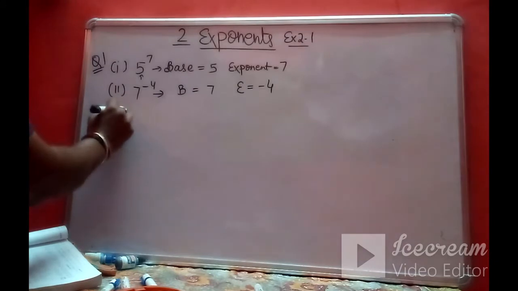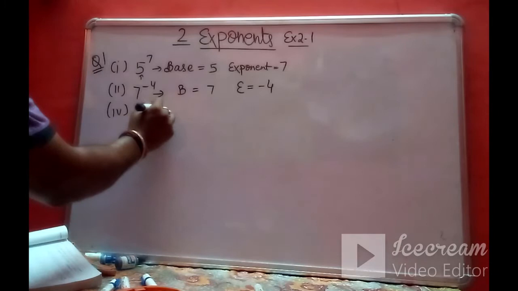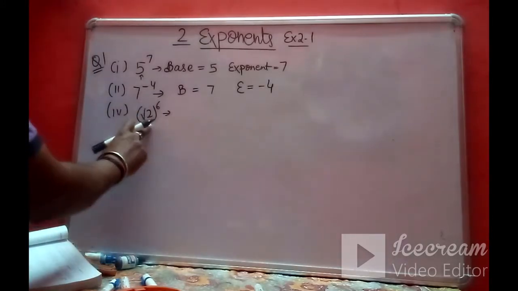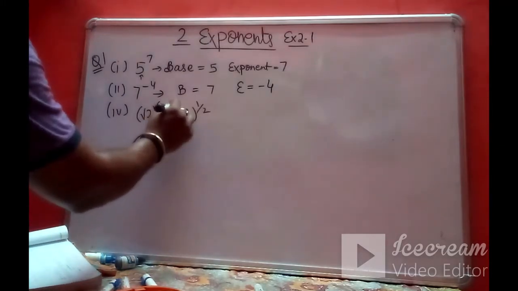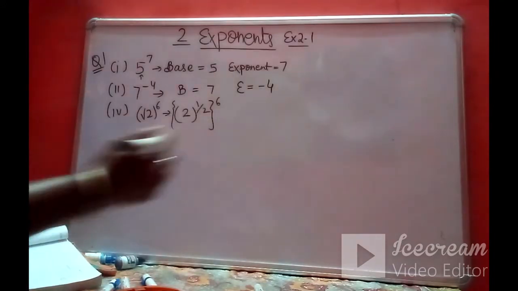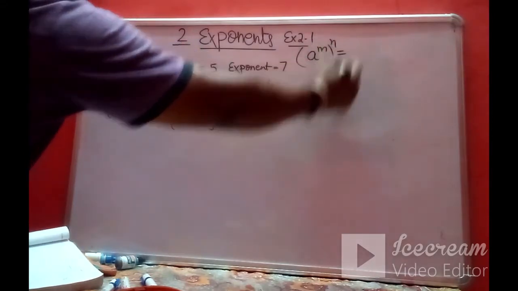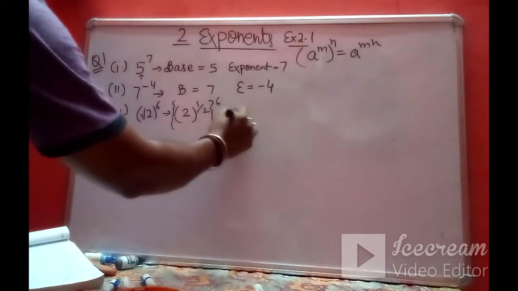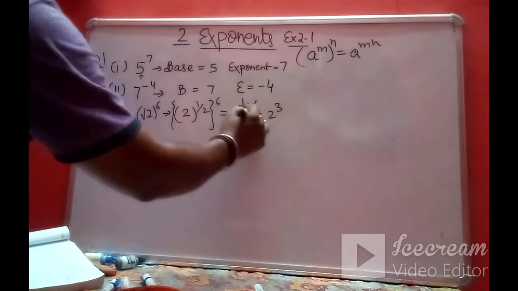And even if it is written like this, root 2 to the power 6. What can we do in this case? This is root 2, so we can write 2 as 2 to the power 1 upon 2. Like this we can convert. Now if you remember, we have studied one law, that a to the power m to the power n is actually a to the power mn. So we will use this law, so it becomes 2 to the power 1 upon 2 into 6, so it is 2 to the power 3.